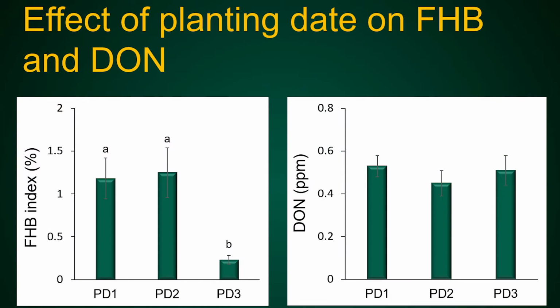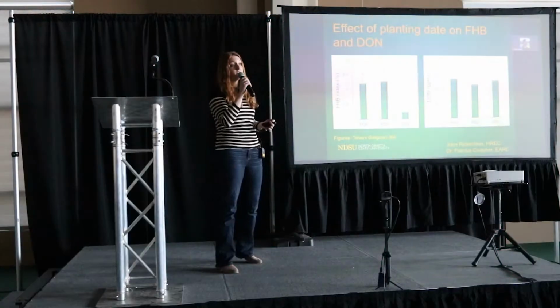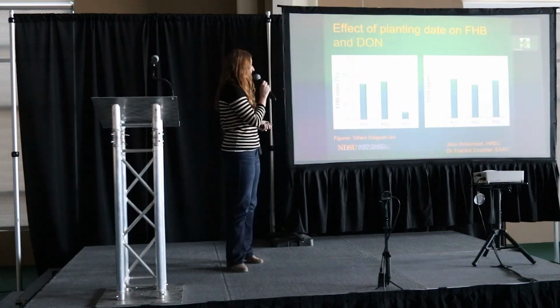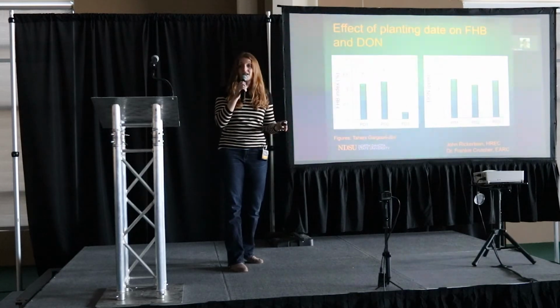This graph is talking about the bleaching, the Fusarium Head Blight Index, and PD1 stands for planting date 1 and so on. And you can see it is lower on our third planting date. So we've minimized our bleaching symptoms in this case by late planting. However, when we looked at the DON in the harvested grain, there was no difference across planting dates. And that might be counterintuitive, but remember, you can have DON without seeing bleaching. And so in this case, we weren't seeing symptoms in the field, but we were getting DON in the grain.